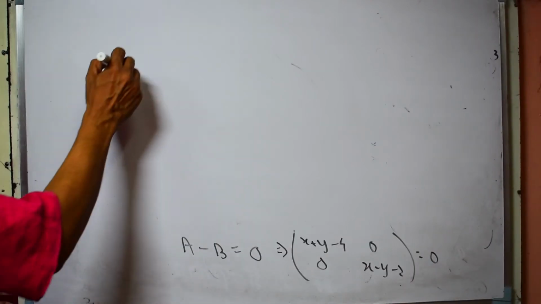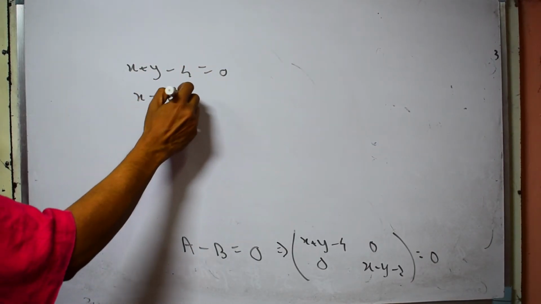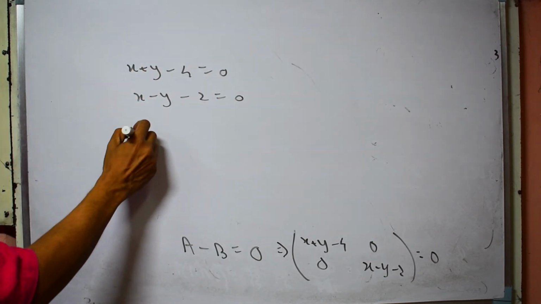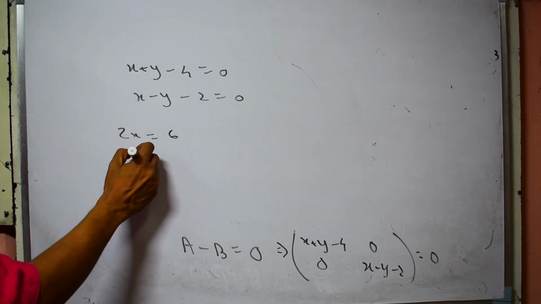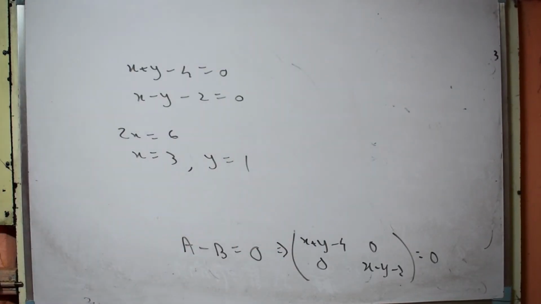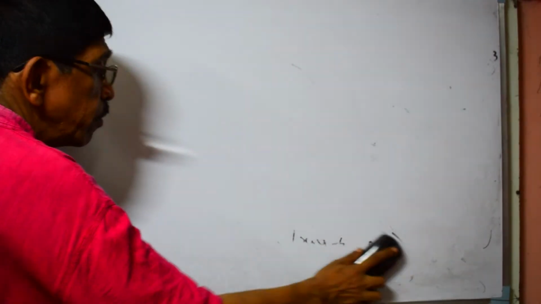That means we should have x plus y minus 4 is 0 and x minus y minus 2 is 0. So we can solve. If I add, 2x is 6 and x is 3, and when x is 3, y should be 1. So we can have the answer as x is 3, y is 1. Then we get A minus B is a null matrix. This is that one type of problem.